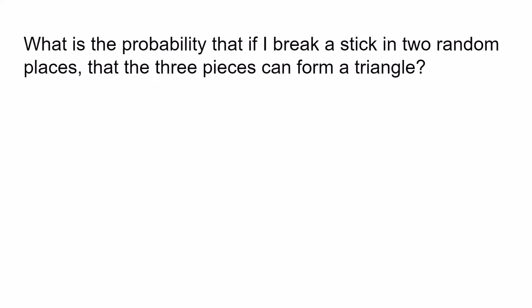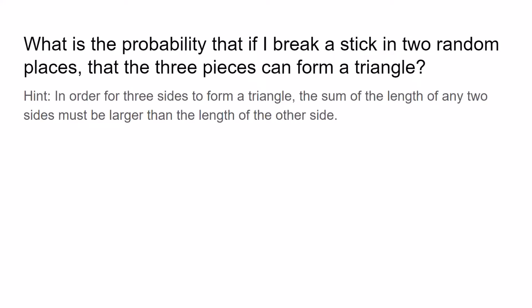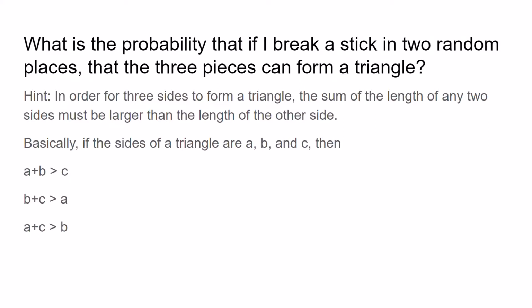For our final question, we have, what is the probability that if I break a stick in 2 random places, that the 3 pieces can form a triangle? And the hint is, in order for 3 sides to form a triangle, the sum of the length of any 2 sides must be larger than the length of the other side. And if I put this into inequalities, it would just be A plus B is greater than C, B plus C is greater than A, and A plus C is greater than B.